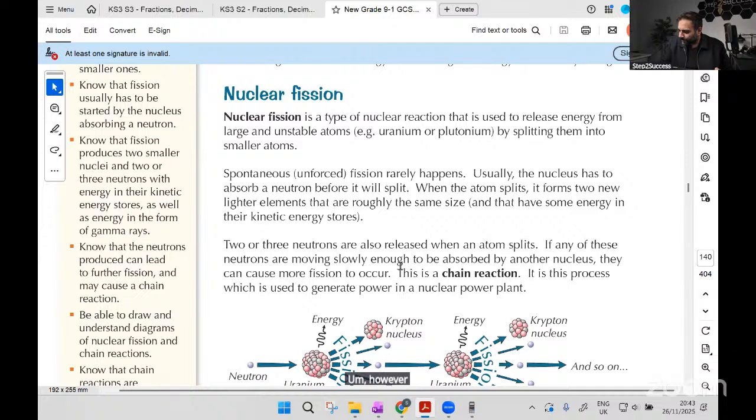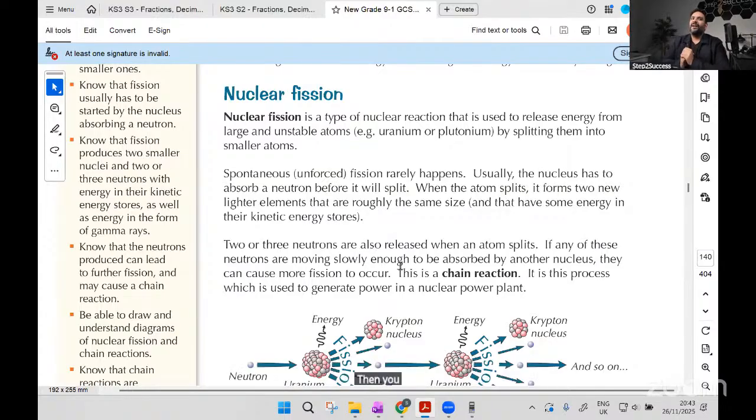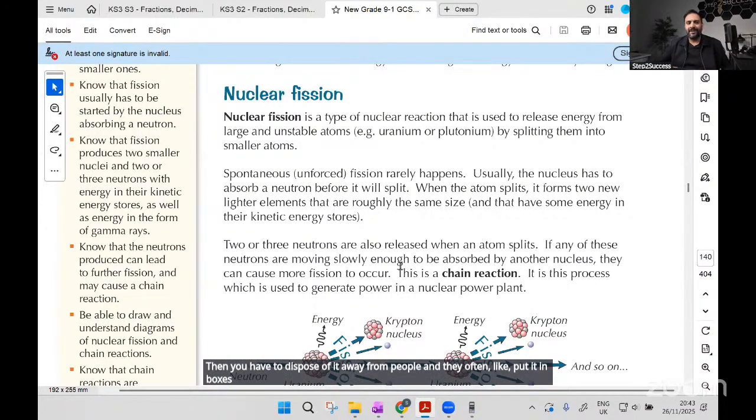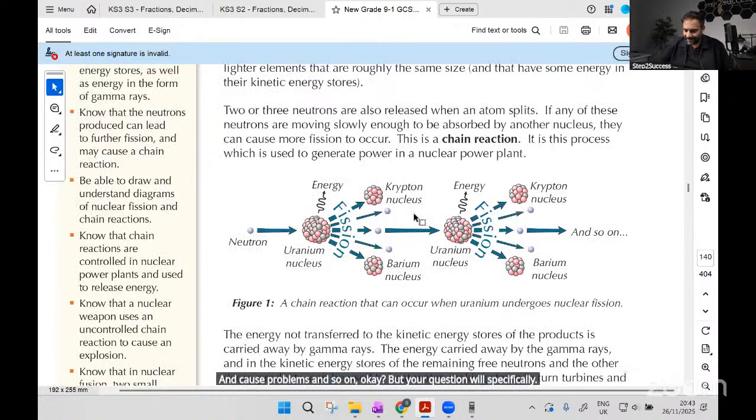However, the problem with nuclear energy is that there is always some nuclear waste following the process. And that nuclear waste remains radioactive for a long time. And you have to dispose of it away from people. They often put it in boxes and bury it underground far away, because if it's near people, then the radiation emitted can get into our body and cause problems and so on. Okay. But your question was specifically about what that process is that's happening inside.